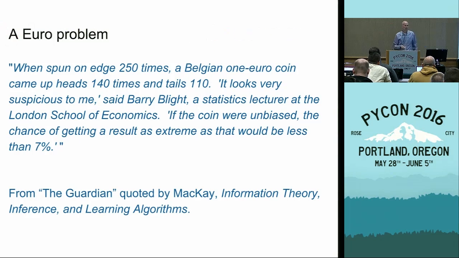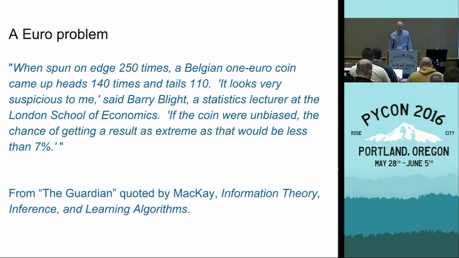Somebody did this with the Belgian €1 coin. They did it 250 times and got 140 heads. And they thought that that was quite suspicious, and they got a quote from a statistician that says, "It looks very suspicious to me." So the question that we're going to answer is, given this data, 140 heads and 110 tails, what's the actual bias of the coin? What's the probability of getting heads?